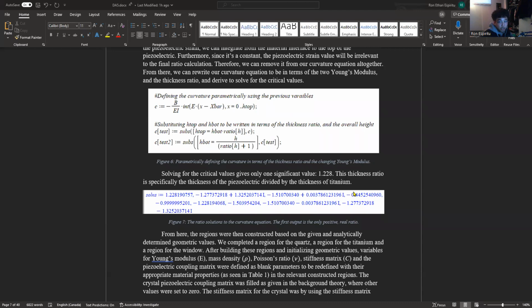Before we can calculate the geometry of our model, we must first solve for the ratio which produces the highest curvature. This is done by solving for the curvature equation parametrically, then plugging in the known values to find the curvature. The ratio of quartz to titanium was solved to be 1.228.